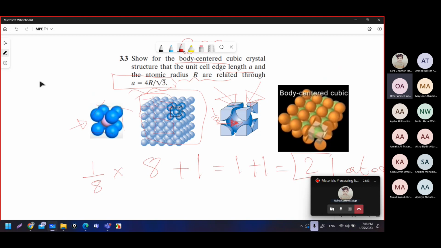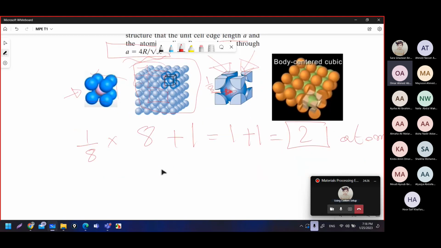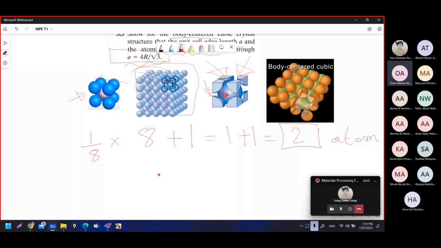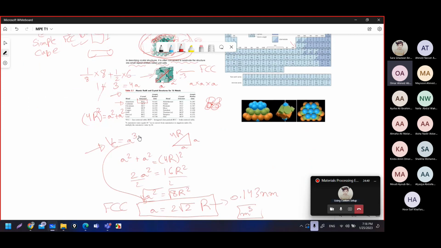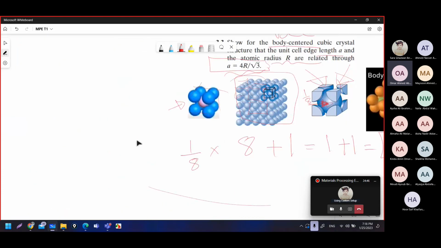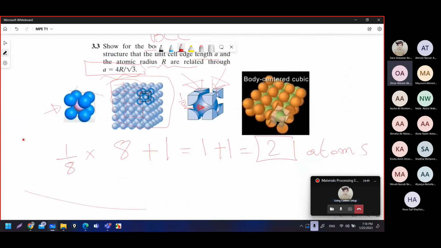In order to show the relation, I also need to find the direction that has no voids, that is, where all the atoms are connected together. In the face-centered cube, we take one of the faces and take the diagonal of the face. If I take the diagonal of the face, I will have a void at this place, so I cannot use the face to find the relation between R and A. I need to find the direction that contains no voids, which is the diagonal of the cube.